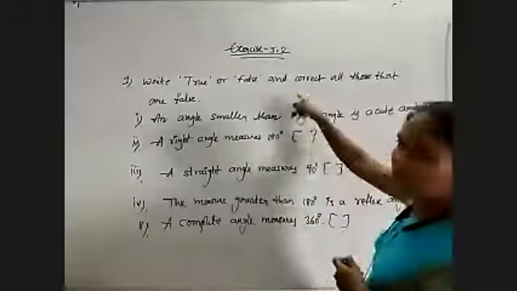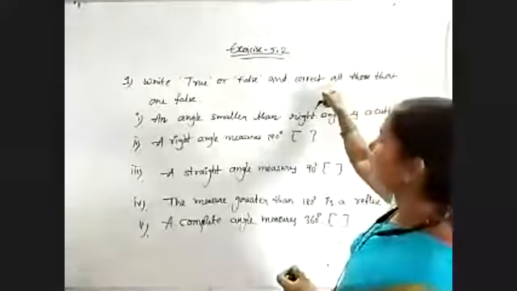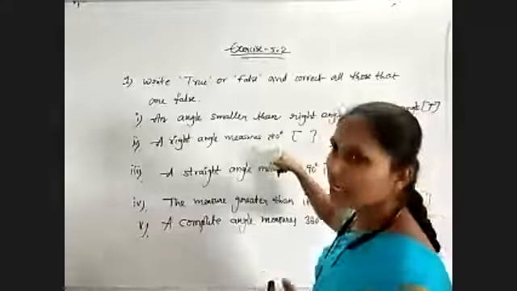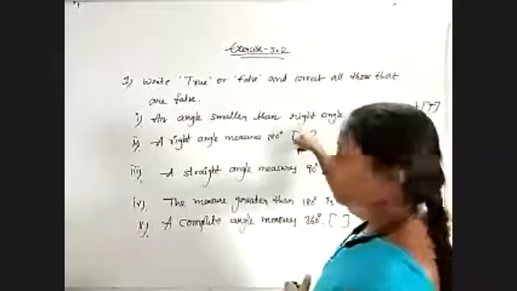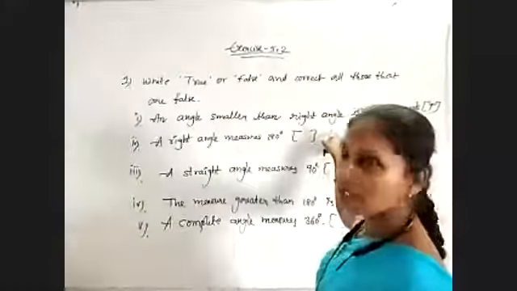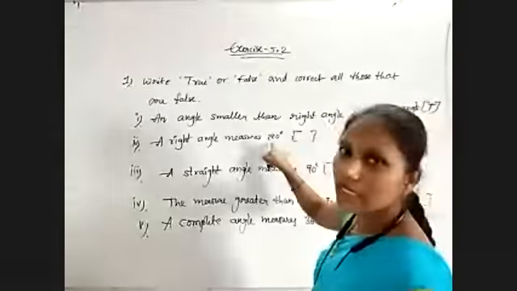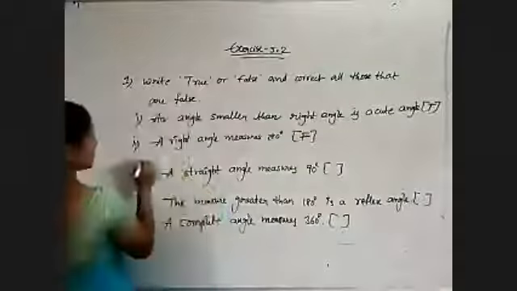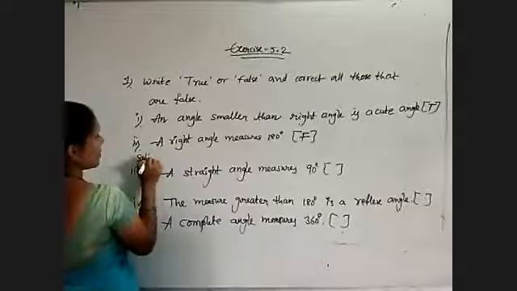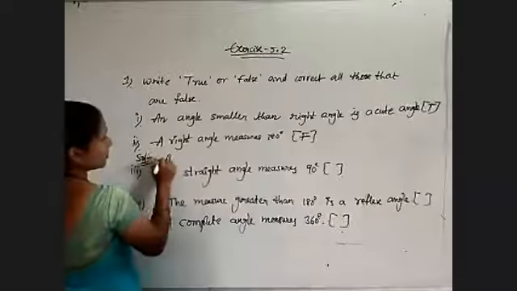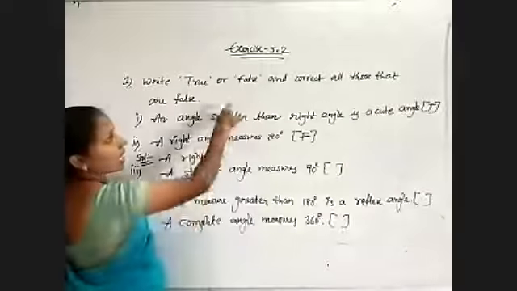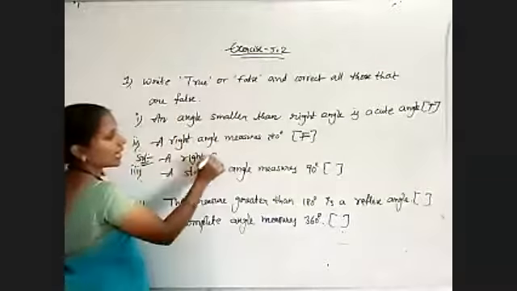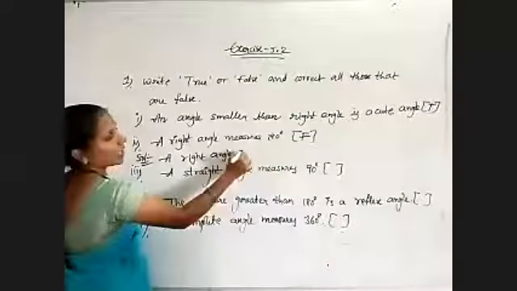For correct statements, no need to write again. Now coming to the second statement, a right angle measures 180 degrees. What is the measure of right angle? Just now I told you 90 degrees. But here they have given 180 degrees. So this statement is false. And the correct statement is a right angle measures, because they asked to correct all those that are false, a right angle measures how many degrees?